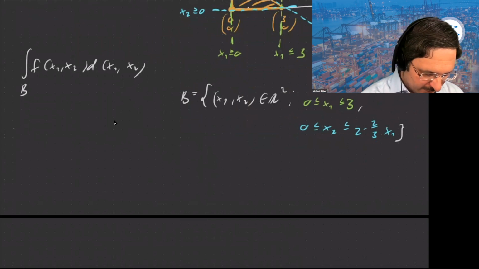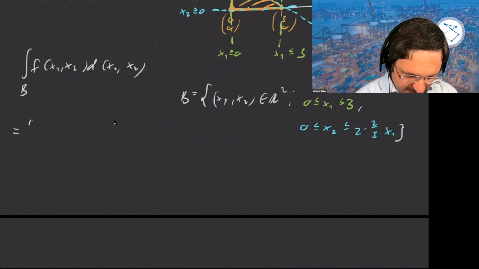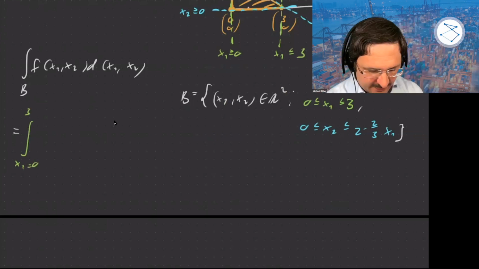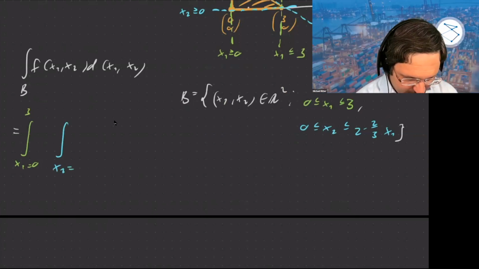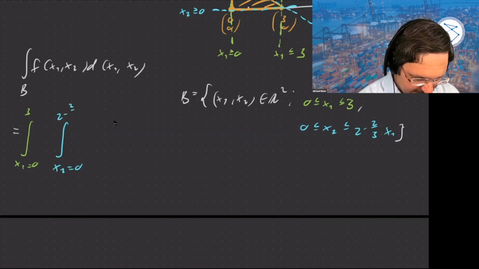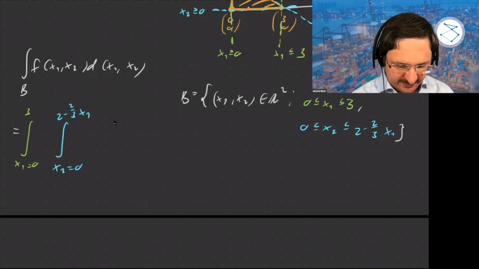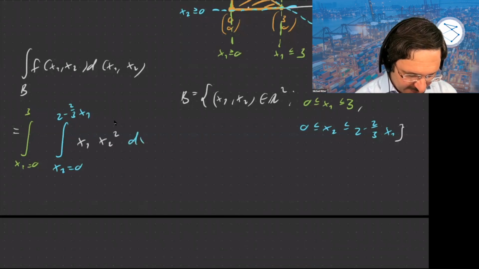Okay, so what we have to do is we'll have to use the outer integral as the integral over x1, 0 to 3. And then the inner integral over x2 from 0 to 2 minus 2/3 x1. So the bound depends on x1, as you can see. And the function was x1 times x2 squared dx2 dx1.